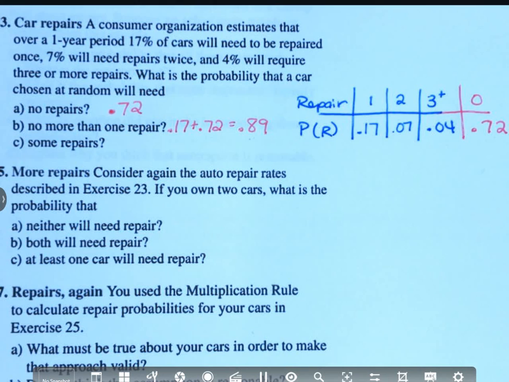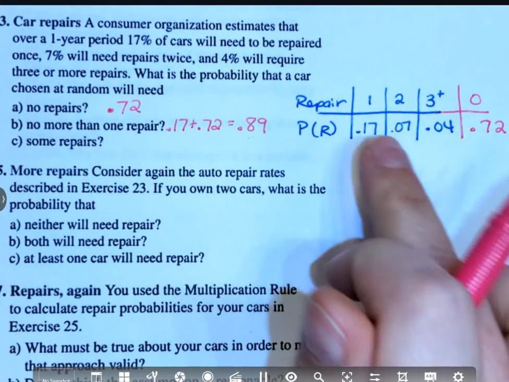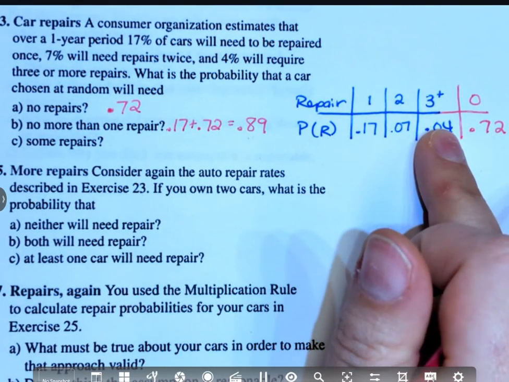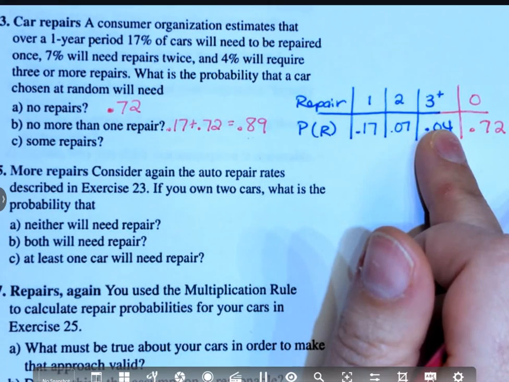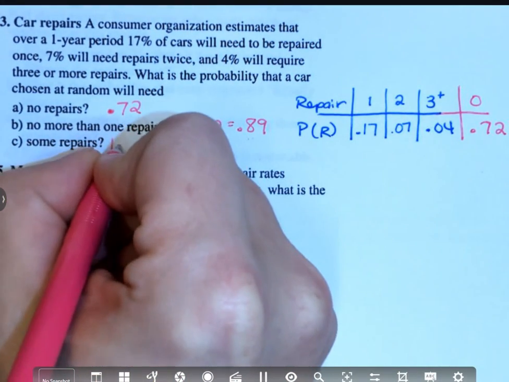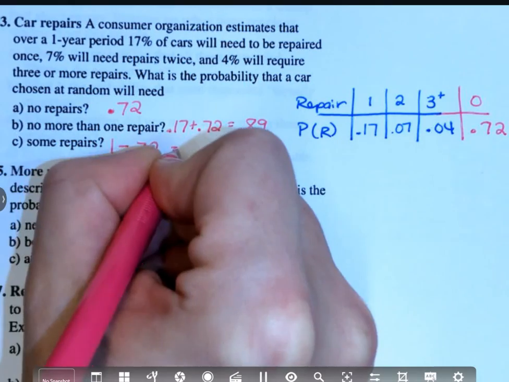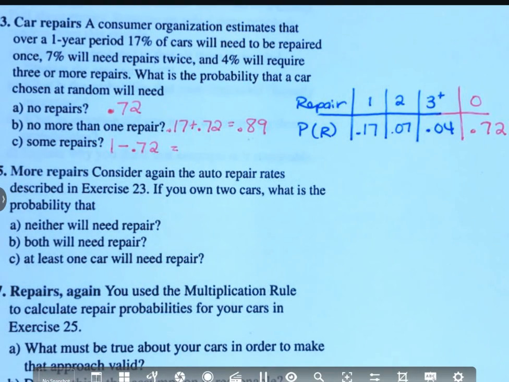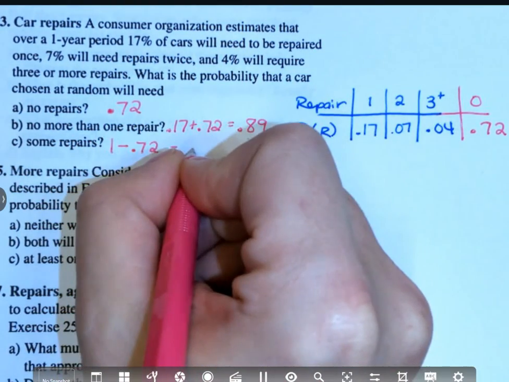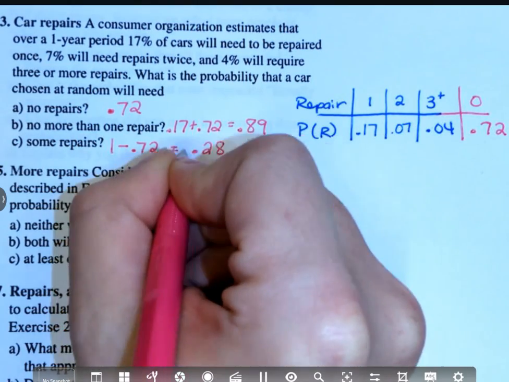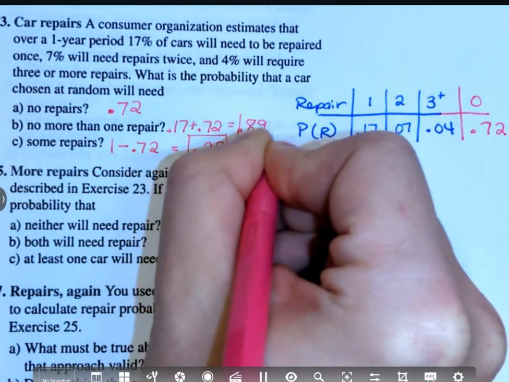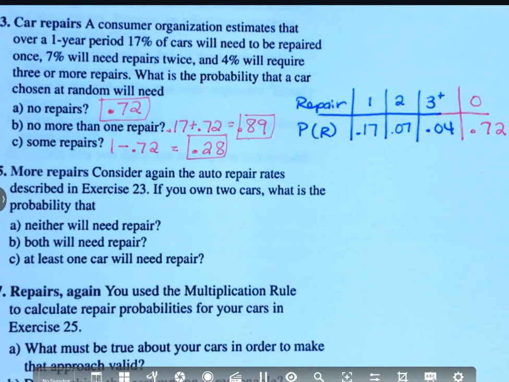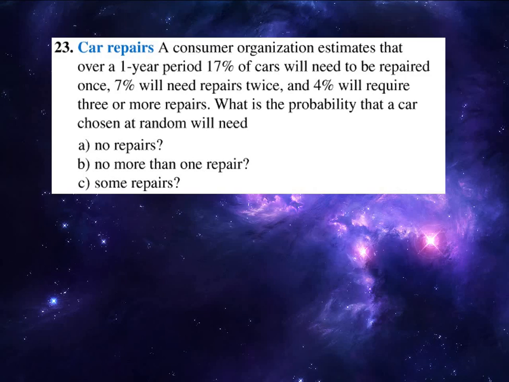Some repairs. What are we talking about when we say some repairs? 1, 2, or 3. So I could either add all of those up, or what else could I have done? Yeah, I usually go with whatever has the least amount of work. I would have done the 1 minus. What do you get? 0.28. Okay? All right, so that's based off of 1 car.